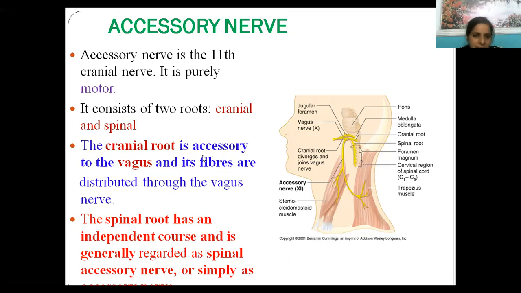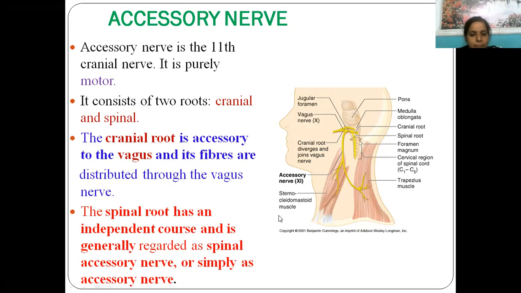The cranial root is accessory to the vagus. That means vagus is the 10th cranial nerve, accessory is the 11th cranial nerve. Both work together and supply the muscles of the pharynx and so on. The spinal root has an independent course. It enters the neck and supplies the sternocleidomastoid and trapezius.